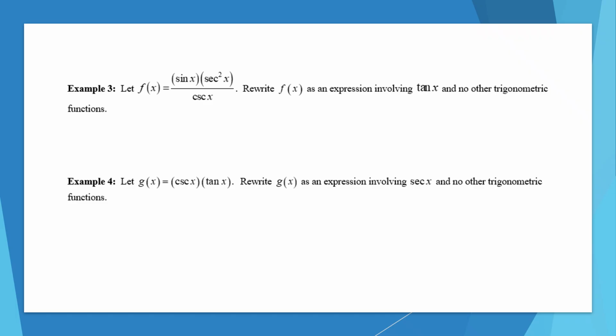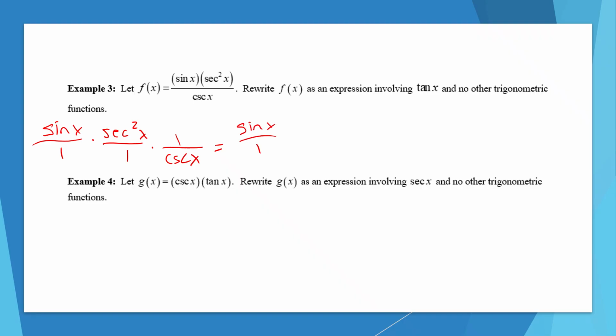All right, example number 3. Here we want to write this as an expression involving tangent. So first split everything into its own fraction. So sine of x over 1 times secant squared x over 1 times 1 over cosecant x. Now I'm going to rewrite everything in terms of sine and cosine.